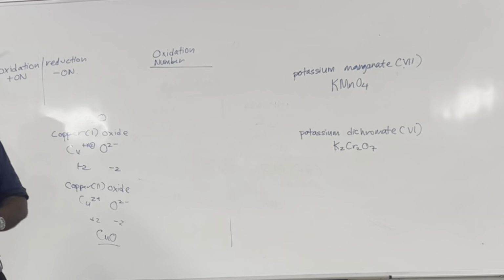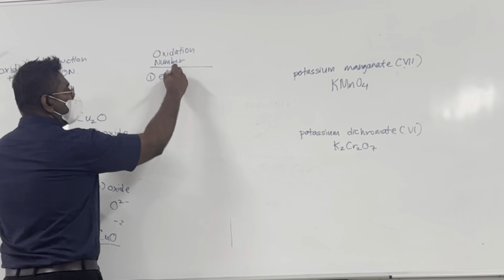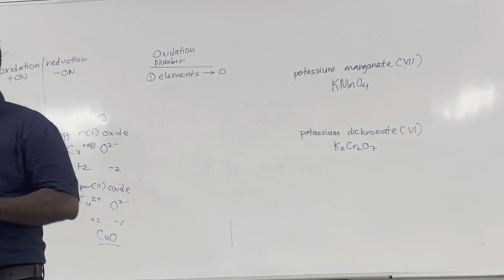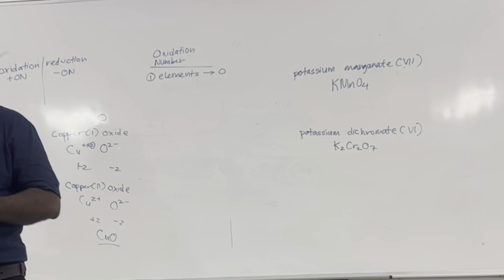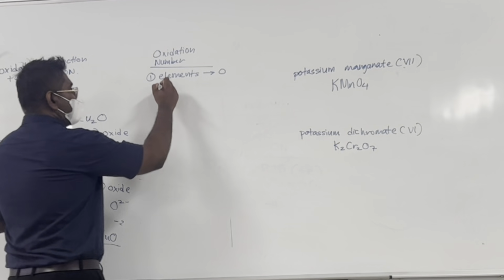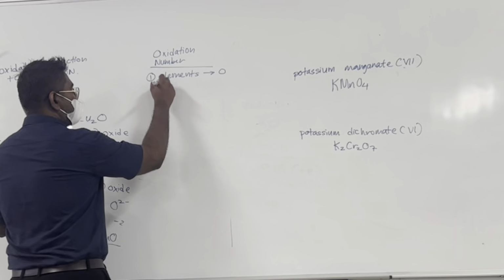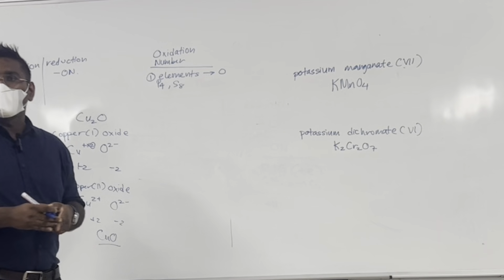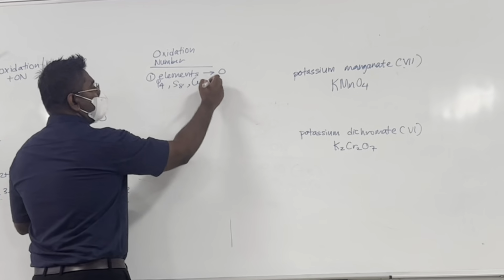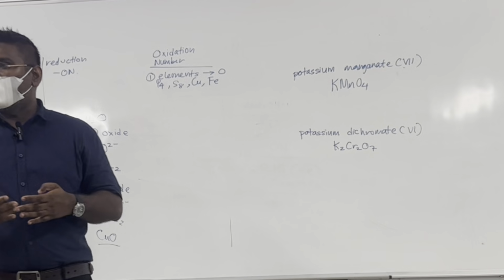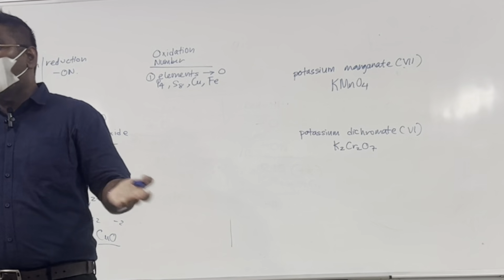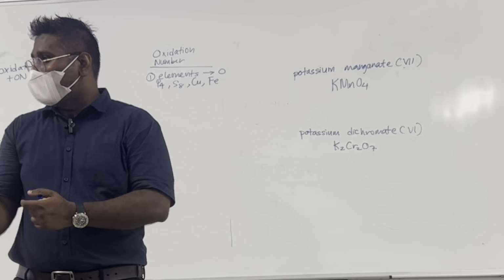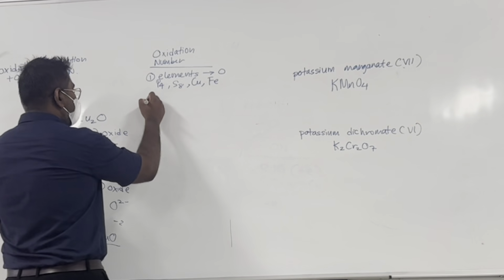The first rule is the oxidation number for elements. Elements is always going to be 0. Remember that. Example, if you have P4, 0. S8, 0. Copper, 0. Fe alone, 0. Anything that is an element, metal. Na alone is going to be 0. Alone, not in a compound. So now let's go into a compound.